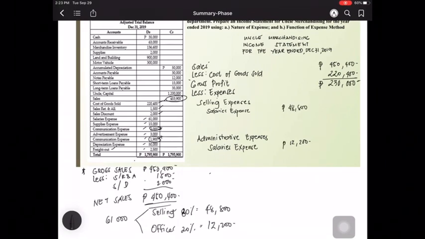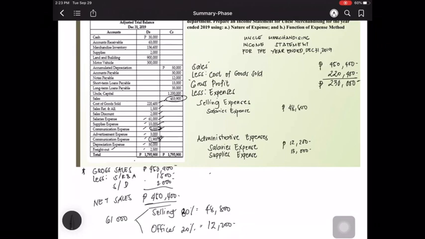Next, so we're done already with the salaries expense here. Next is supplies expense. Supplies expense, they are not generally used in the storing, in the production, in the advertisement. Therefore, they are more to be attributed as part of your administrative expense. So you put them here, supplies expense, amounting now to 15,000 pesos.